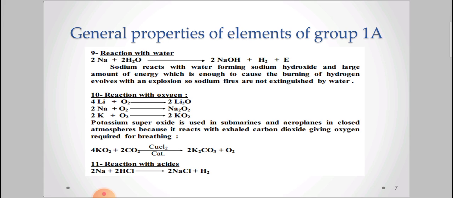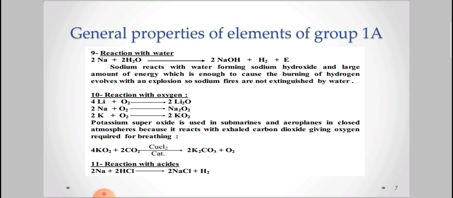Reaction with water. Sodium reacts with water forming sodium hydroxide and a large amount of energy, which is enough to cause burning of the hydrogen evolved, with an explosion, so sodium fires are not extinguished by water. Reaction with oxygen. Li plus oxygen gives Li2O, a normal oxide, but Na plus O2 gives Na2O2, a peroxide, sodium peroxide.